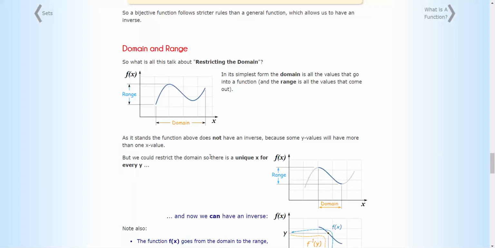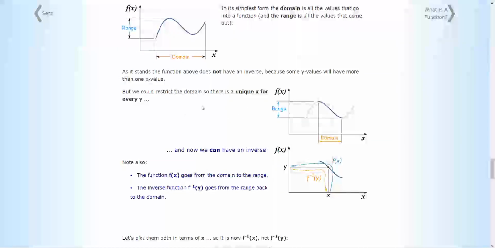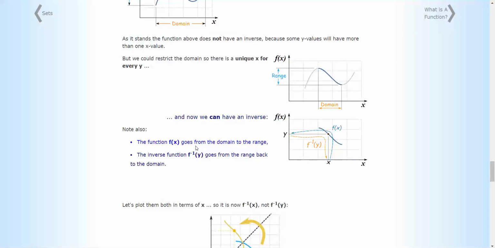But we could restrict the domain so there is a unique x for every y. So if you limit the numbers to only this square, you'll end up having unique values, like what's been done here. So he has limited the number of domain values that could be opted, and now we can have an inverse. The function of x goes from the domain to the range.